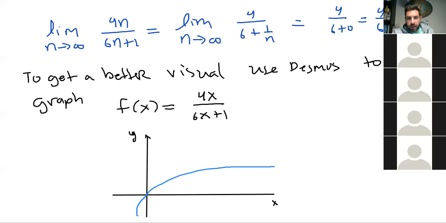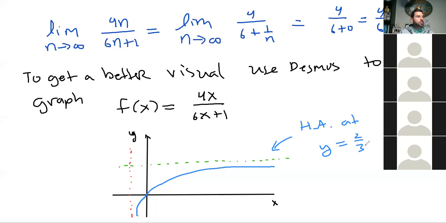It's also going to have two asymptotes. It's going to have a vertical asymptote here, and then it's going to have a horizontal asymptote here. So where is the horizontal asymptote? It's going to have a horizontal asymptote at y equals 2/3.